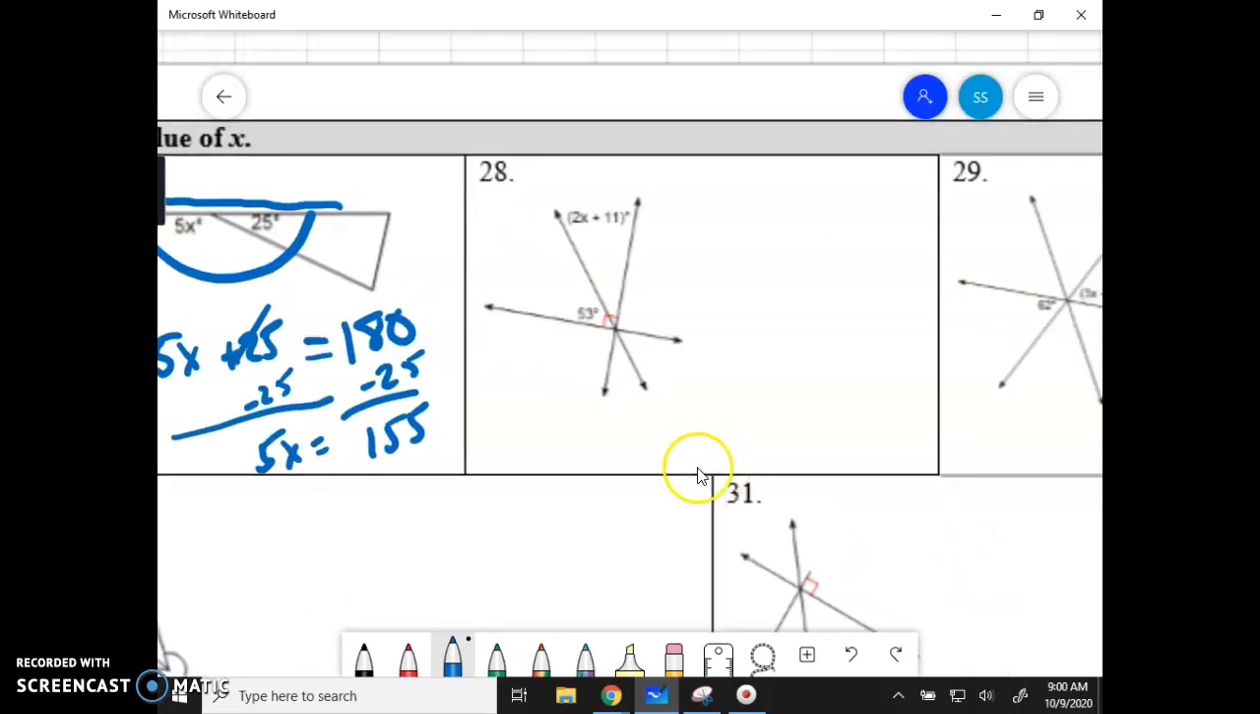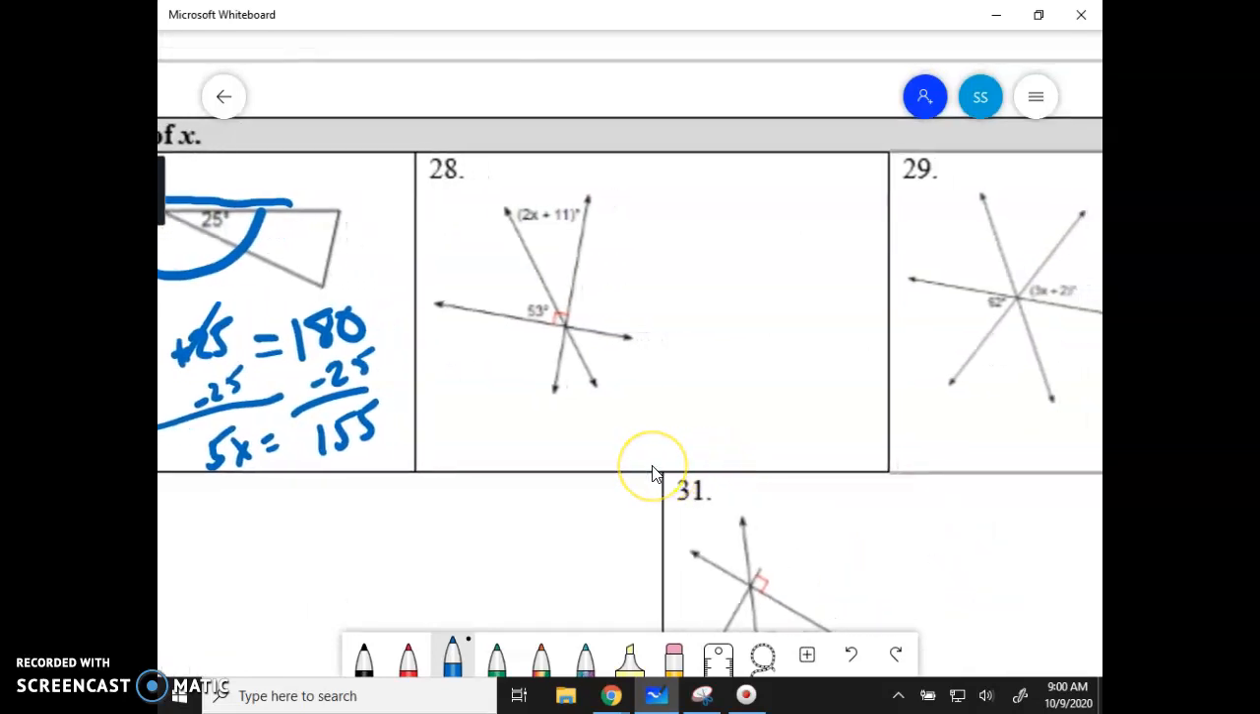Number 28. This is going to be the same thing, just we're looking at a right angle. So this is going to add up to 90 degrees. So we're just going to do 2x plus 11 plus 53 is equal to 90. You can go ahead and solve that guy.